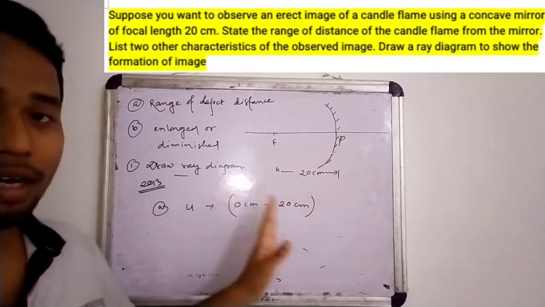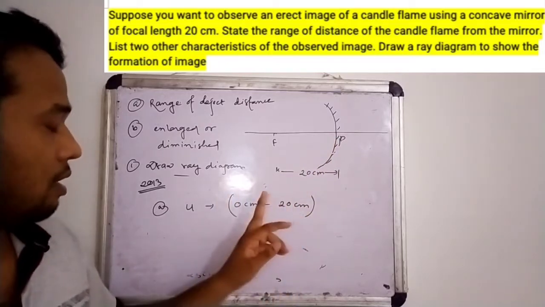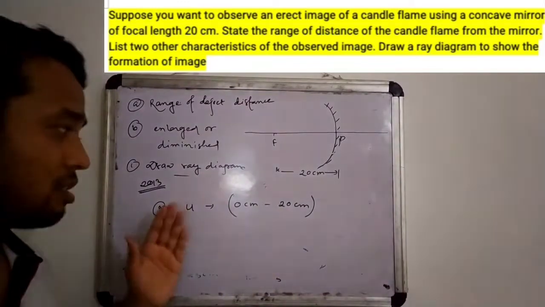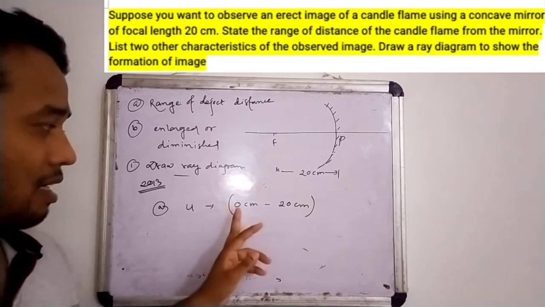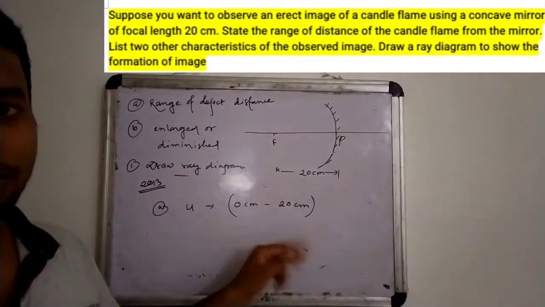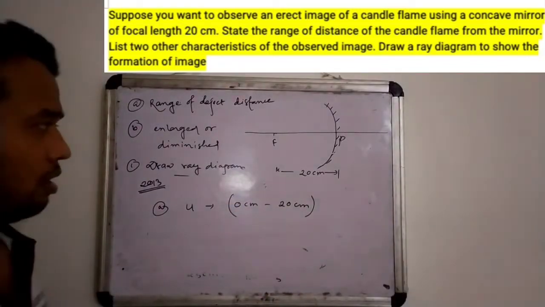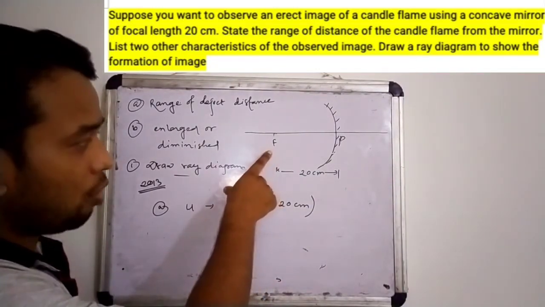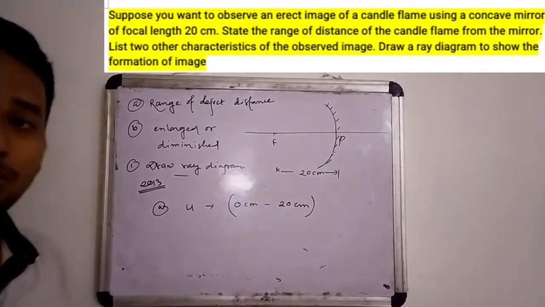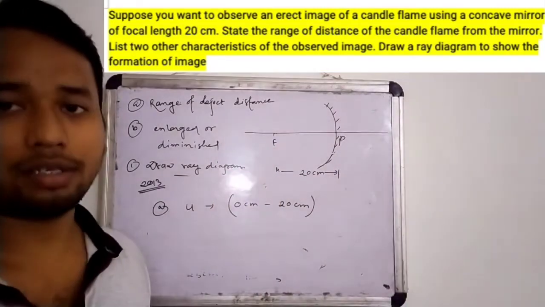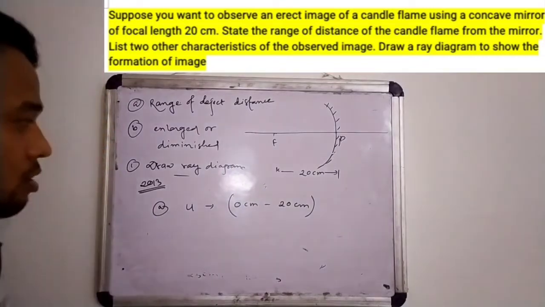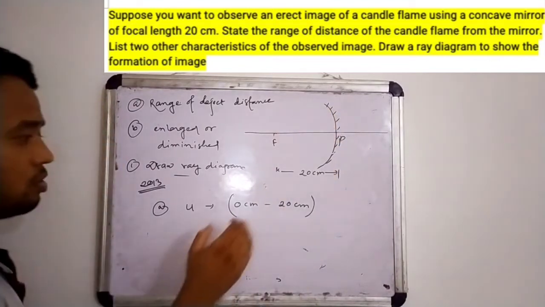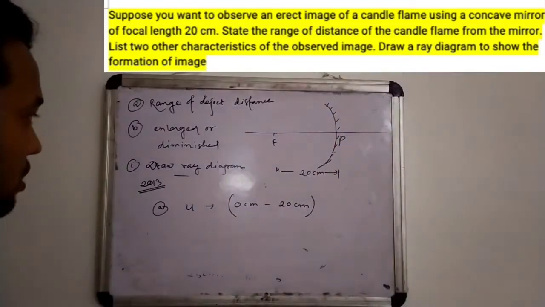So it will be greater than 0, and it cannot be 20 centimeter. It should be less than 20 centimeter. The range is 0 to 20, that means greater than 0 and less than 20. Now why can't it be 20 centimeter? Because if we place any object at the focus, then the image is formed at infinity and it is inverted. So we have to put the object after the focus and before the pole. So this is our range of object distance.